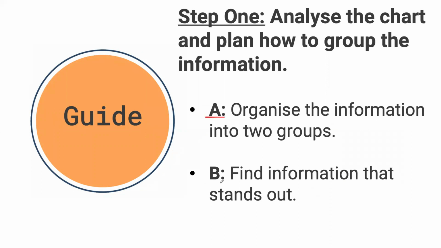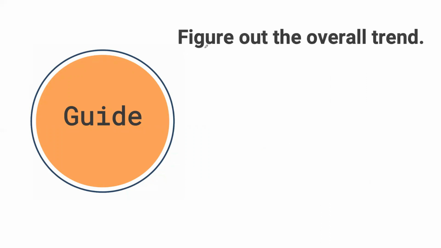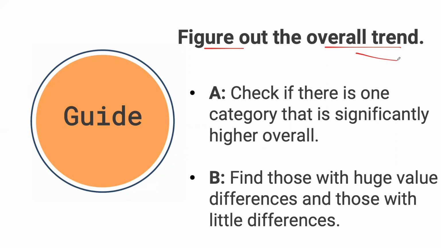So again, we know that step 1 is going to be analyzing the chart, and we have 2 things to keep in mind as we are analyzing the chart, A and B. First, we want to organize the information into 2 groups. And then once we do that, we're going to find information that stands out to us. So things that are perhaps not as common, things that are quite unique to the information at hand. And then we're going to figure out the overall trend. This is still part of step 1. I'll show you in just a bit, but we're going to figure out the overall trend.